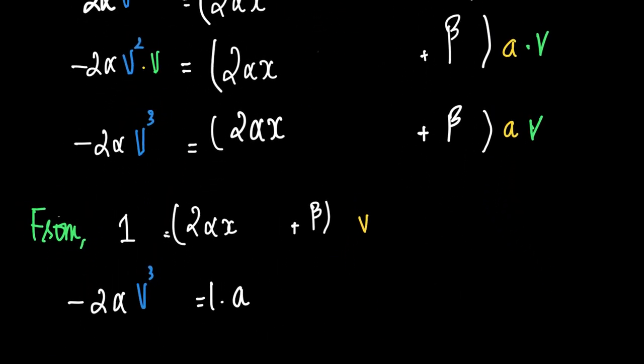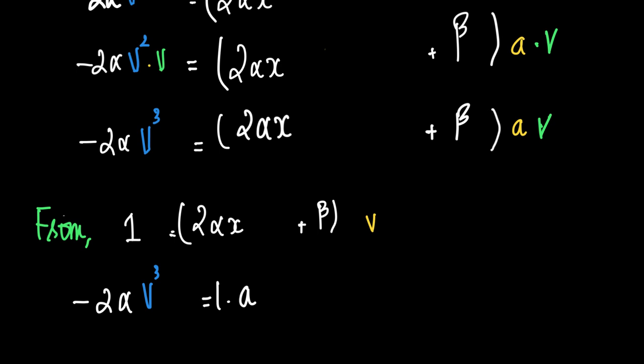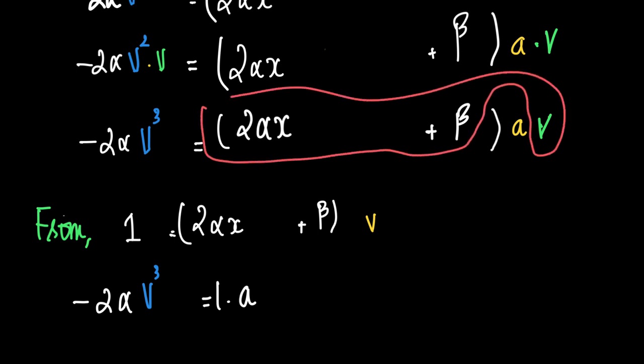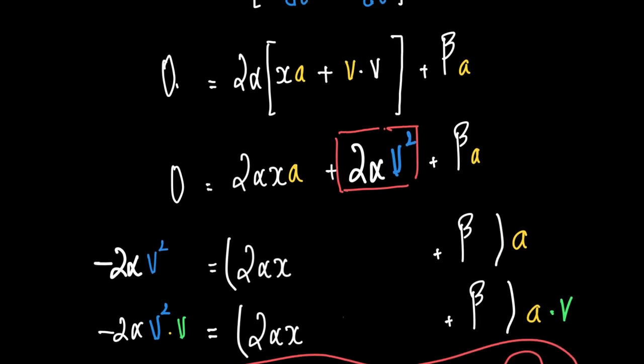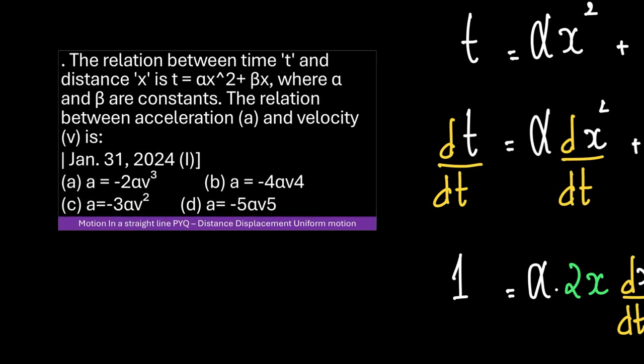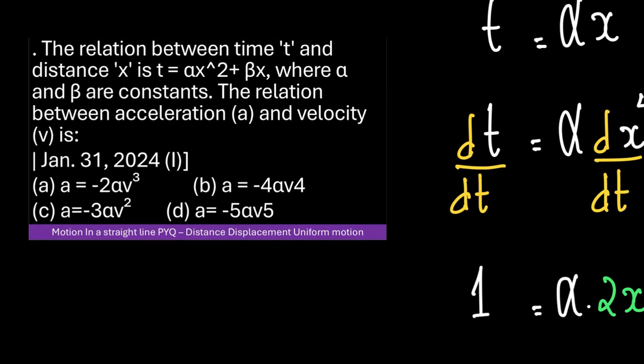We have found out this value, 2 alpha x plus beta into v is equal to 1, right? So in this equation, the RHS, 2 alpha x plus beta into v, this much will be equal to 1. Therefore, this complete equation becomes minus 2 alpha v cube is equal to 2 alpha x plus beta into v, which becomes 1, into a. Therefore, a is equal to minus 2 alpha v cube, which means the correct answer would be a is equal to minus 2 alpha v cube.